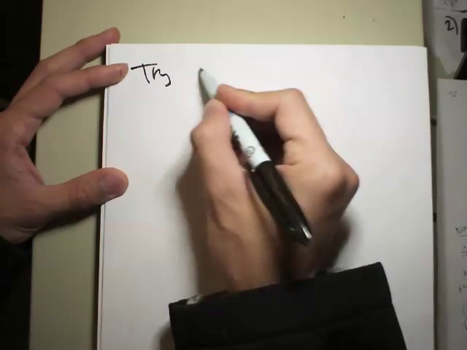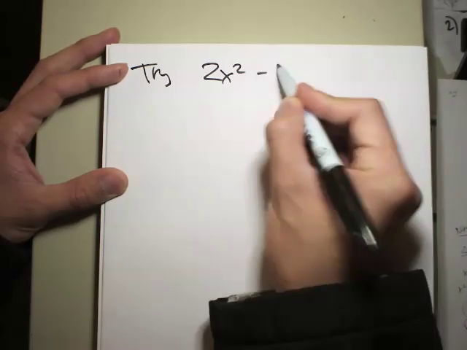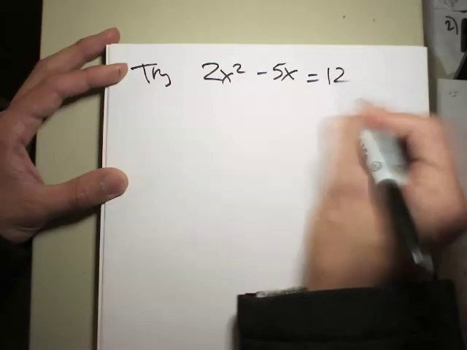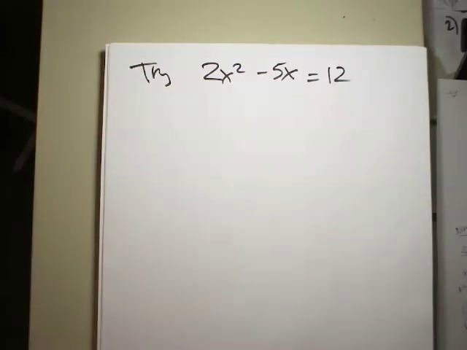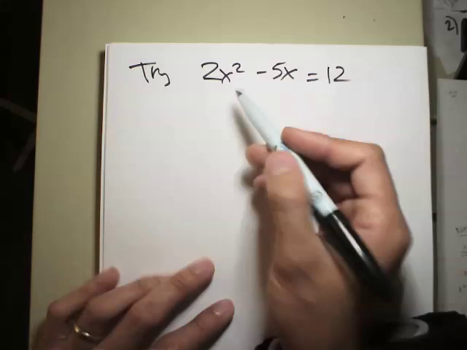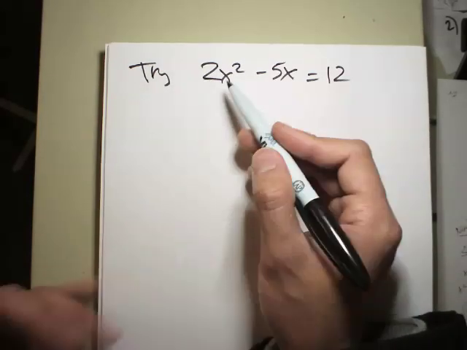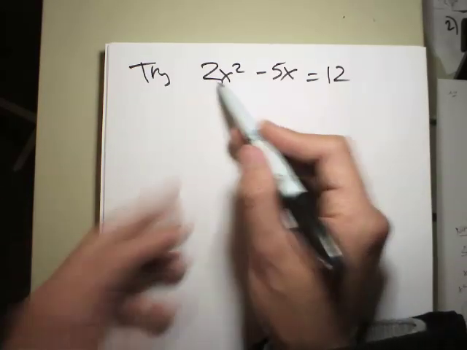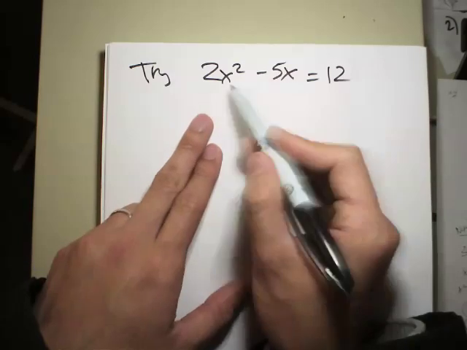Now what I want you to do is try this problem on your own. It's a short one, and I want you to follow the exact steps. Okay, so try 2x squared minus 5x equals 12. Now remember our procedures. We want to make sure that this is a 1. If it's a 1, we don't have to divide or anything. But if it's not a 1, we would divide everything by that same number.